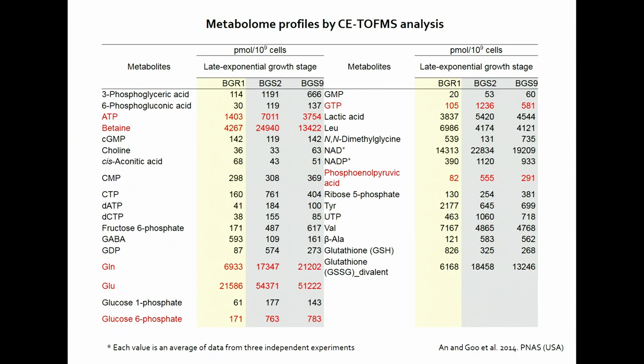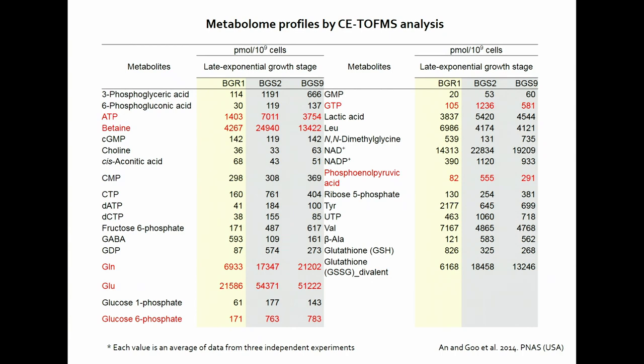So if there is such a wide range of downregulation of the genes that are involved in primary carbon metabolism, there should be some big changes in major metabolites in Burkholderia glumae. So we actually quantified some key elements by CE-TOF mass analysis. This is some part of the analysis data. If you look at glucose 6-phosphate, for example, you see a lot more glucose 6-phosphate in the quorum sensing mutant. BGS2 is the TofI mutant, BGS9 is the QsmR mutant, all right? The unit is picomoles per 10 to the 9 cells.